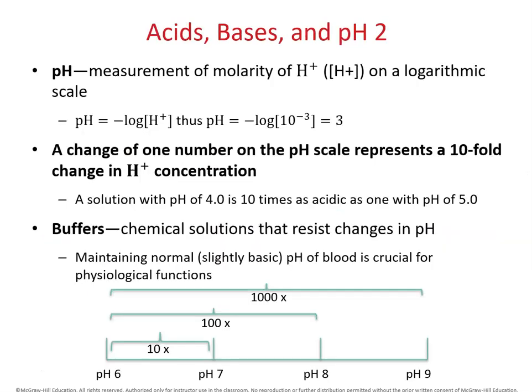Before we move on, buffers are chemical solutions that resist a change in pH. So they are able to absorb and release hydrogen ions and hydroxide ions to maintain a fairly steady pH level. And our blood in particular has buffers in it that keep it at a very constant pH.